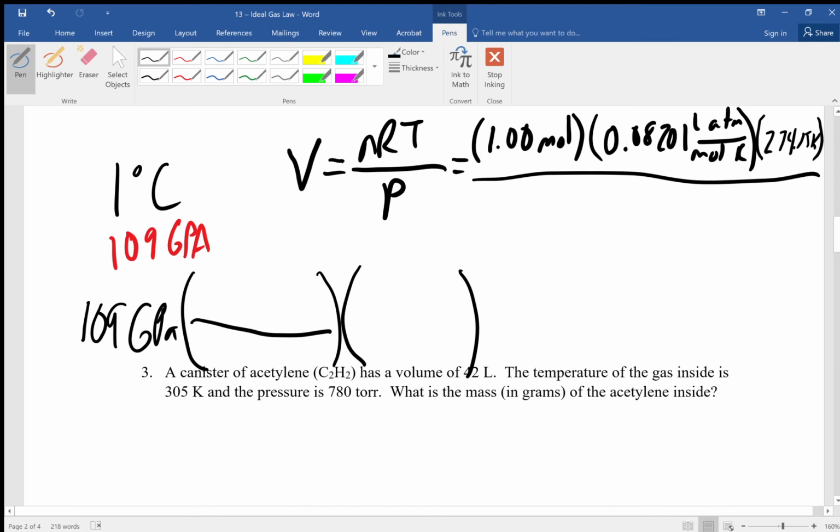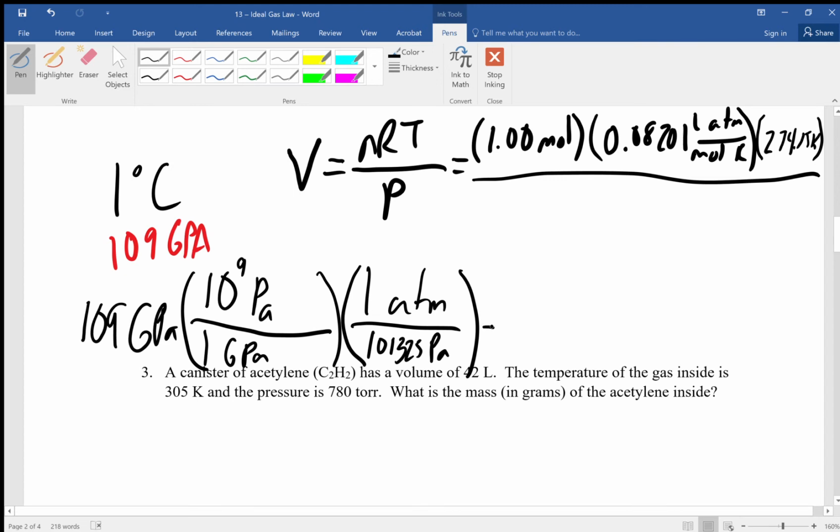So giga, we should recall, means 10 to the 9th. So that's 10 to the 9th pascals in 1 gigapascal. And then we can go to atmospheres. 1 atmosphere is 101,325 pascals. And so we calculate that out. We get 1.1 times 10 to the 6th atmospheres.